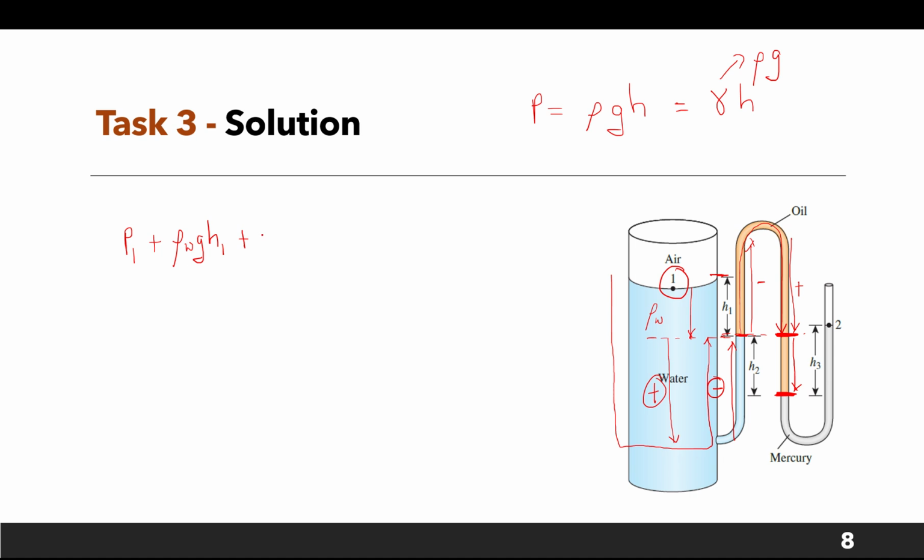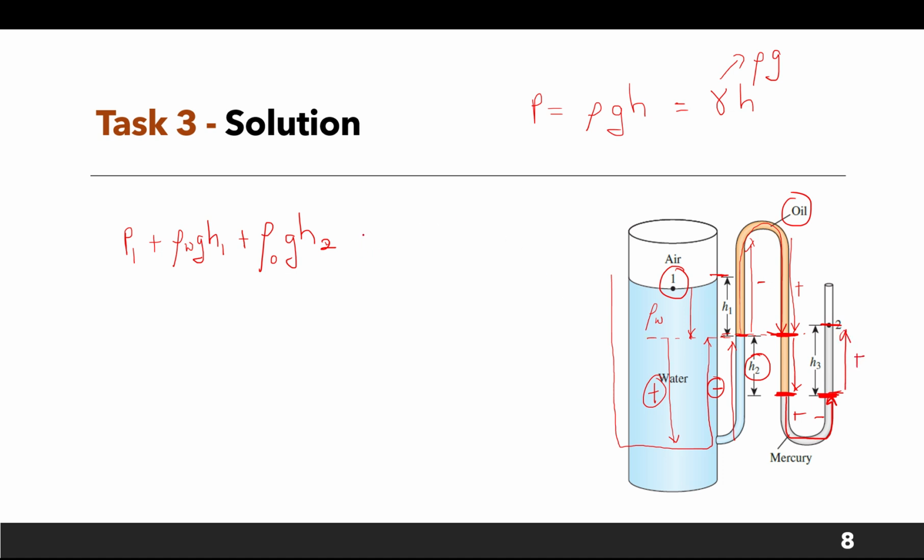So plus, what fluid is that? Oil. So rho of oil g times what is the height there? Remember, from here to here is h2. So it will be h2. Then notice something: if I go down and then I come up, they will cancel out, positive, negative. So I'm now on this interface, and I need to move from here to here. I'm going up, and the fluid is mercury.